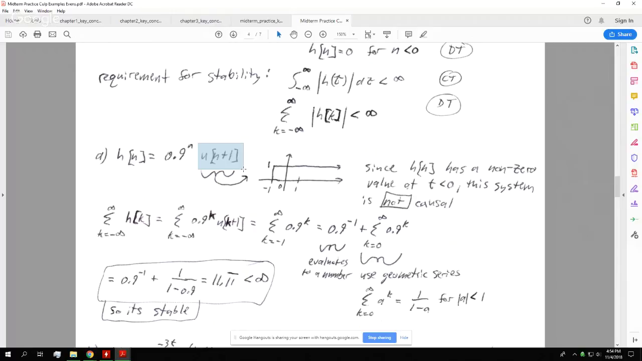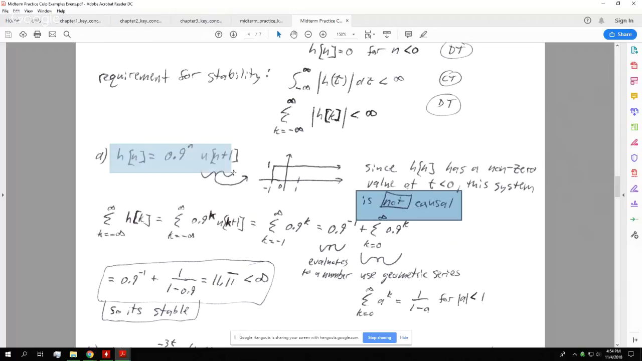So this right here is really what makes it not causal. And if you plot this into a picture, it makes more sense. If we call the origin, the y-axis, the present, and we call the positive values of this n-axis the past, then we would say that the negative values are the future. And since this graph goes into the future, it is no longer causal. In other words, since h of n has a non-zero value at n less than 0, I wrote t here, but it's supposed to be an n because this is discrete time, this system is not causal. So that one's pretty straightforward.